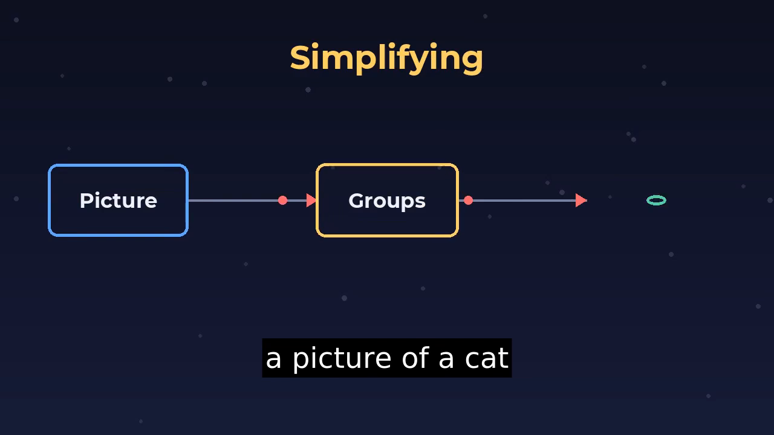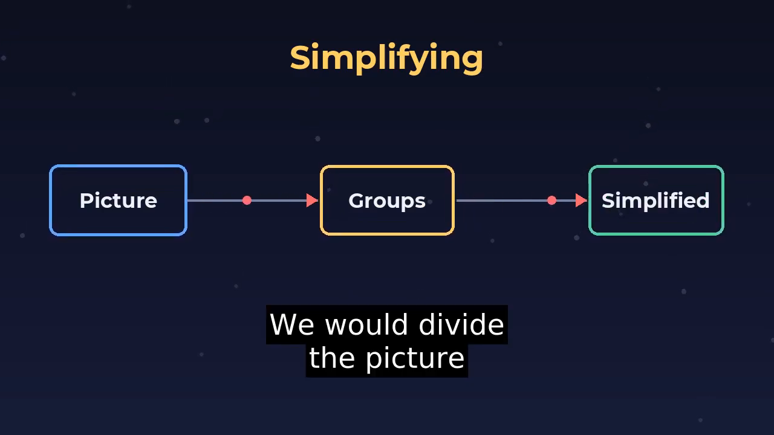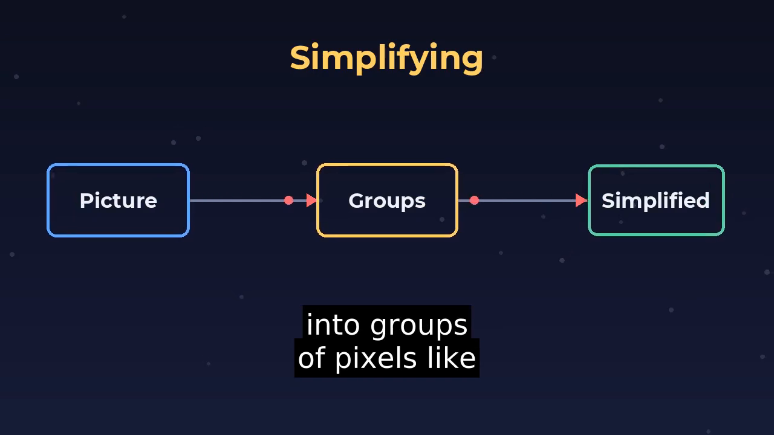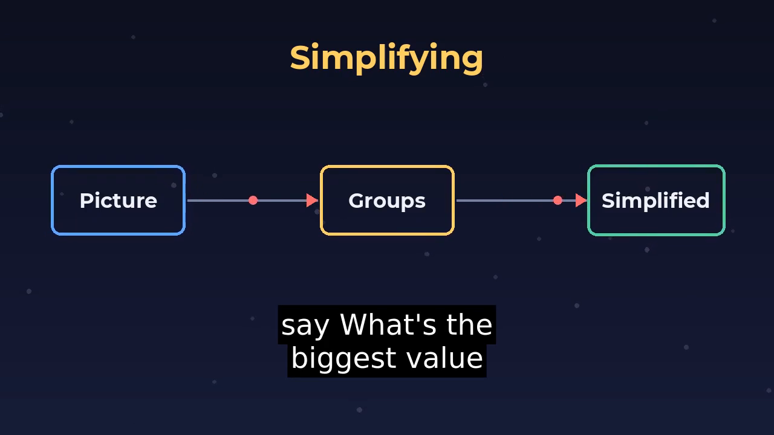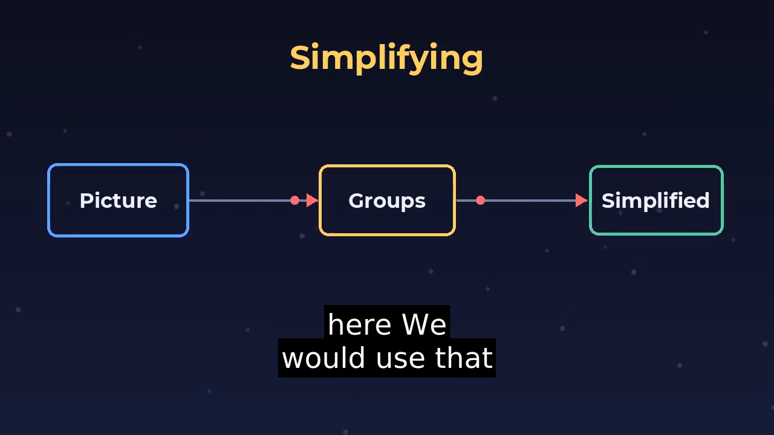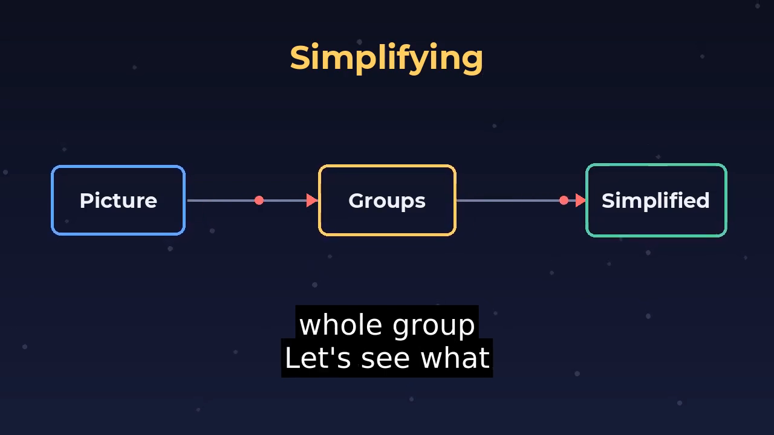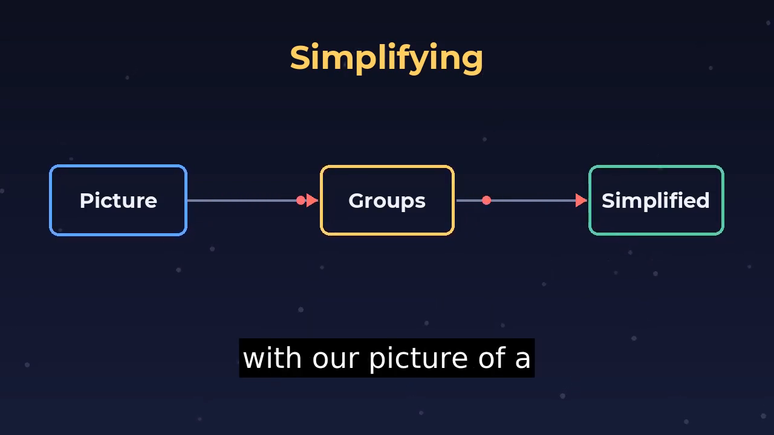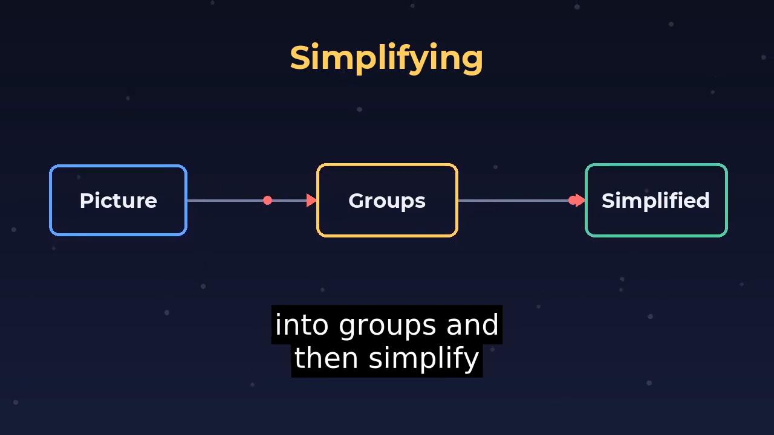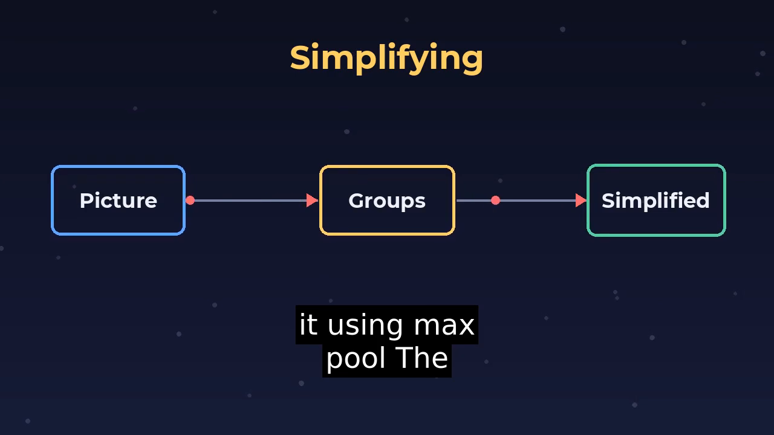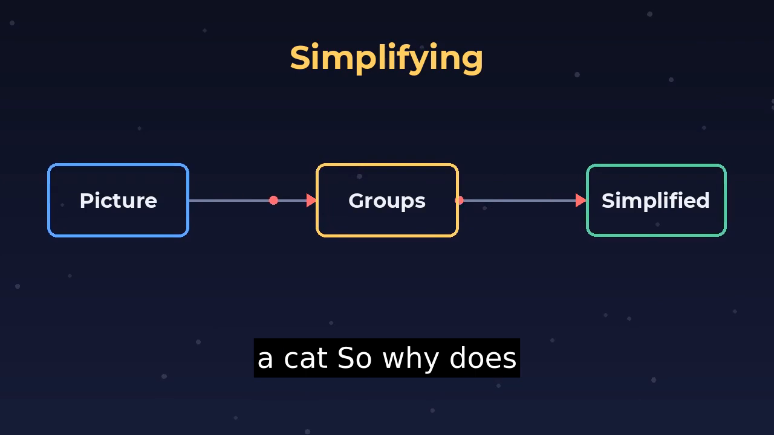Imagine we have a picture of a cat, and we want to use max pool to simplify it. We would divide the picture into groups of pixels, like 2 by 2 squares. Then, we would look at each group and say, what's the biggest value here? We would use that biggest value to represent the whole group. Let's see what happens when we do this with our picture of a cat. The computer would look at the picture, divide it into groups, and then simplify it using max pool. The result would be a simpler picture that still looks like a cat.